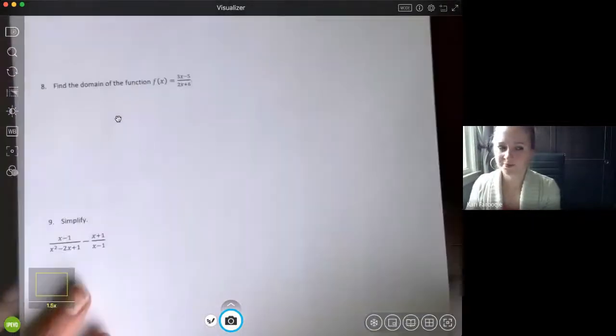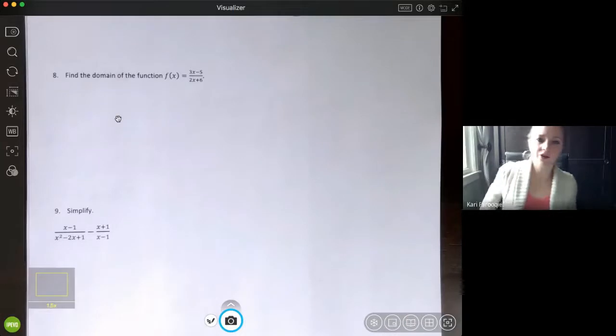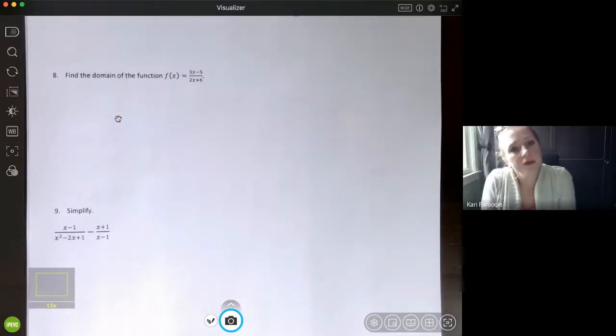Number 8. Finding the domain of this function. This is actually supposed to be very easy to do. However, on exam 2, a lot of people missed this one, just either left it blank or didn't know what to do. When you're finding the domain of the function, what you're looking for are the values of x for which the function is defined. In order to find those values, you need to find values of x for which the function is not defined.